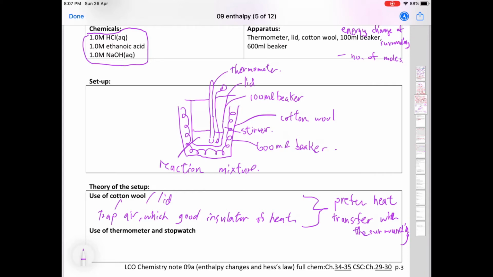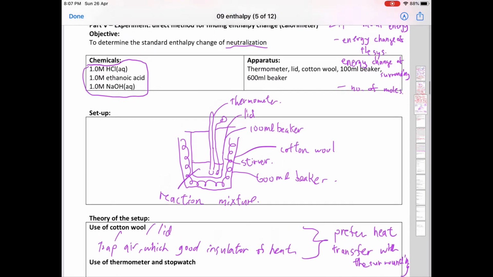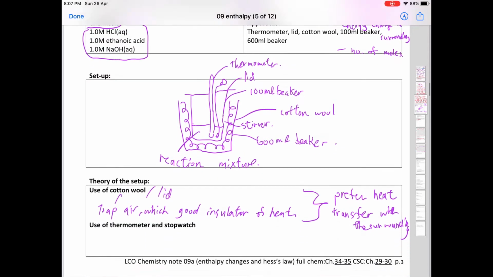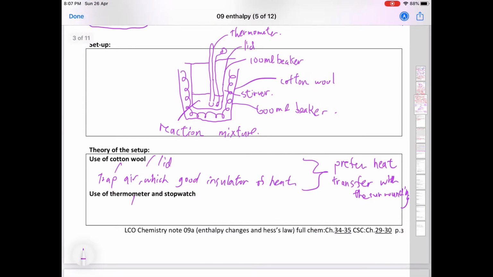The second thing is what is the use of the thermometer. There are two kinds of data we need. First of all is the number of moles, and the second one is the energy. What is the use of the thermometer? To obtain the temperature value. Then we can apply the equation later on, mc delta T, to calculate the energy involved in the process, so we need a thermometer to measure the temperature.